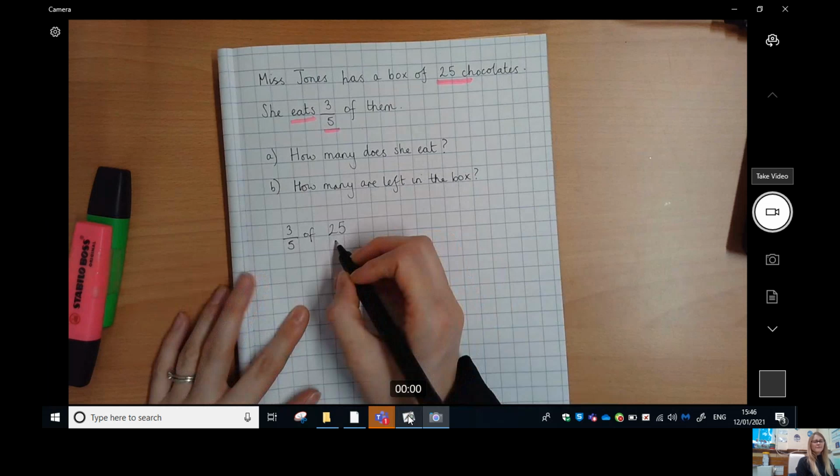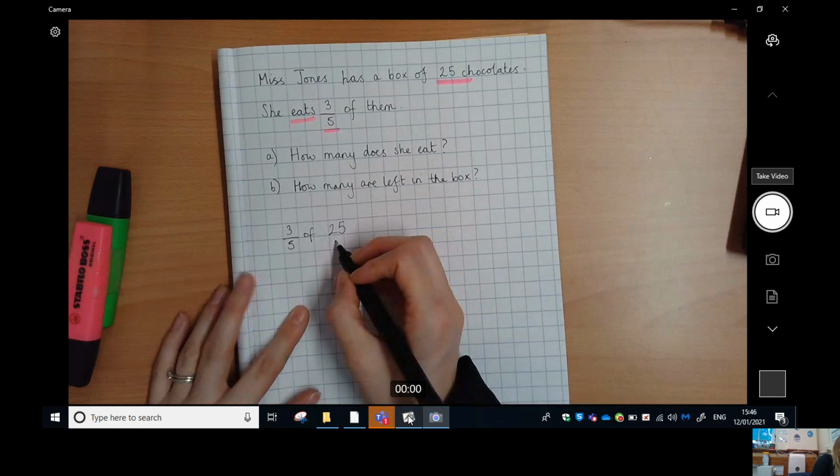Now I need to find out how many are left. So there's a few ways that I can do this. I'm going to show you a few different ways in case you want to choose when you're doing your calculations. So I know that we started with 25 chocolates in the box. Because I've already worked out how many I've eaten, I could say that 25, take away the 15 that I've eaten, because I've taken them out of the box, is going to leave me with how many are left in the box. So I could do 25 minus 15.